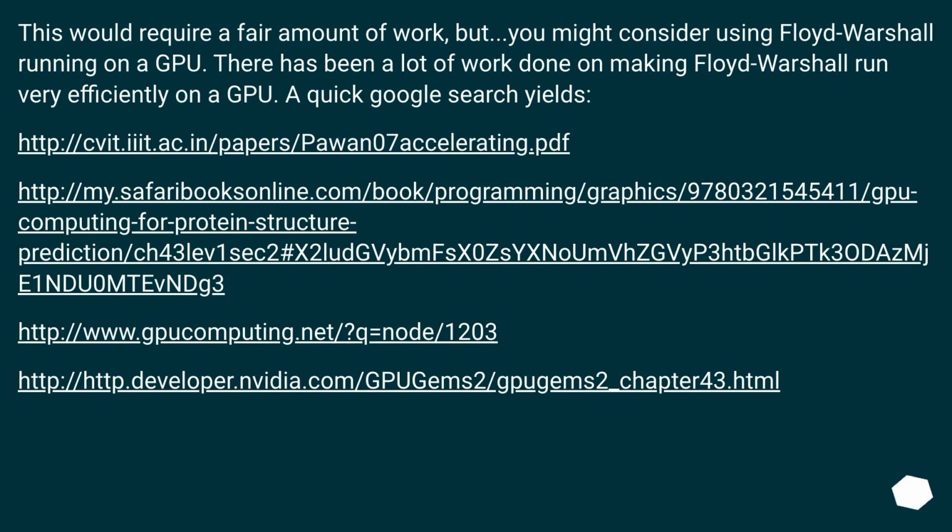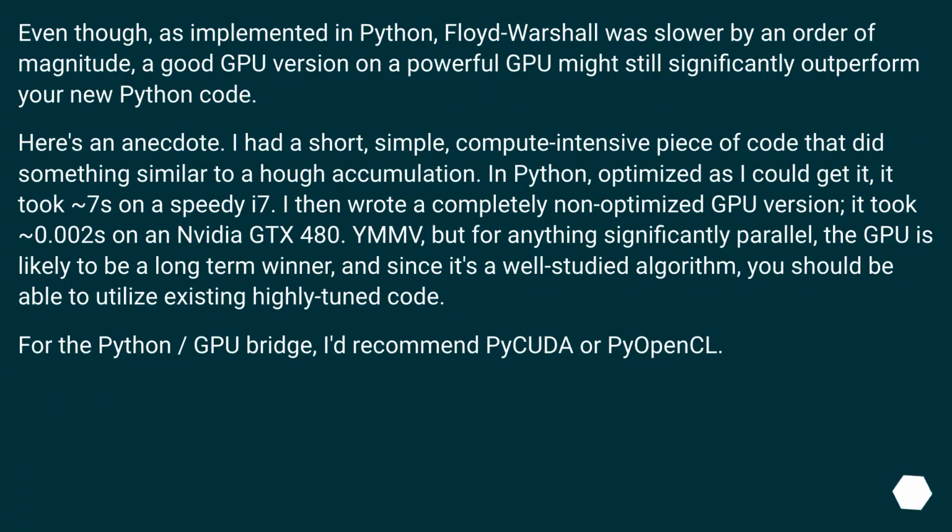This would require a fair amount of work, but you might consider using Floyd-Warshall running on a GPU. There has been a lot of work done on making Floyd-Warshall run very efficiently on a GPU. A quick Google search yields this URL, this URL, this URL, this URL. Even though, as implemented in Python, Floyd-Warshall was slower by an order of magnitude, a good GPU version on a powerful GPU might still significantly outperform your new Python code.